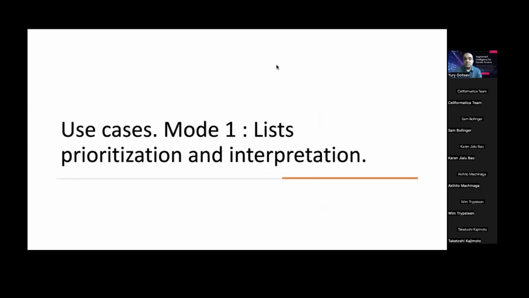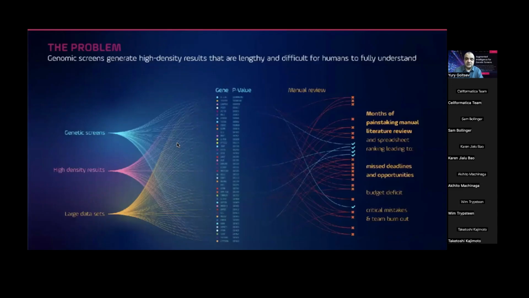So how can you use Cellformatica? You can use it to denoise your lists and prioritize them. In other words, if your particular target is hidden within the list of candidates from a CRISPR screen, the majority of the hits are noise. So in the middle, you have your golden nugget.